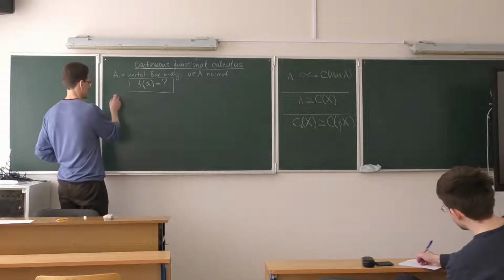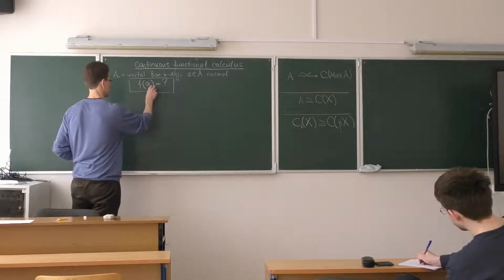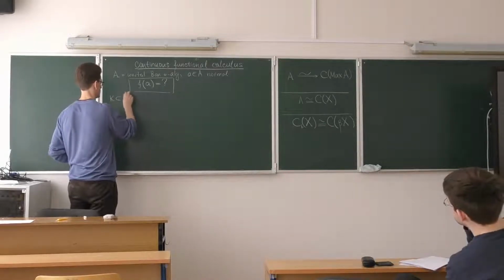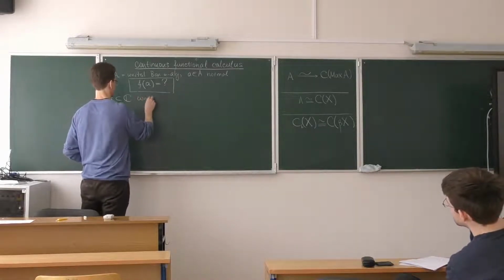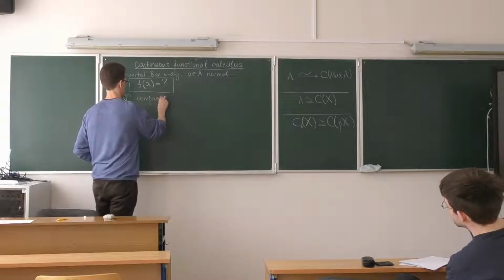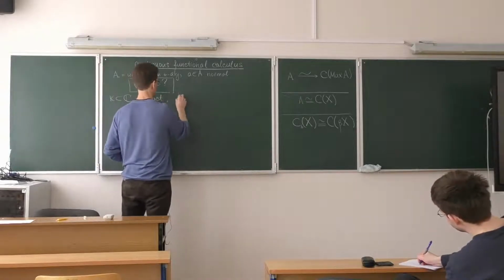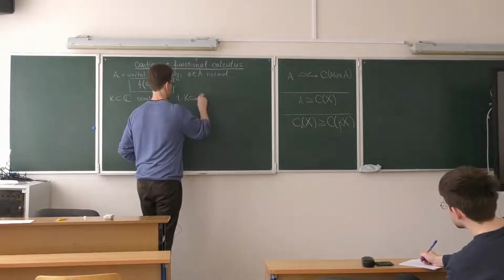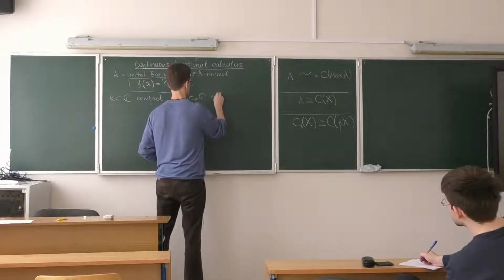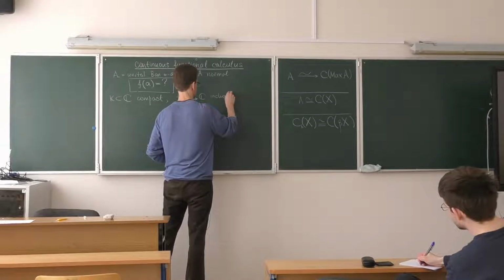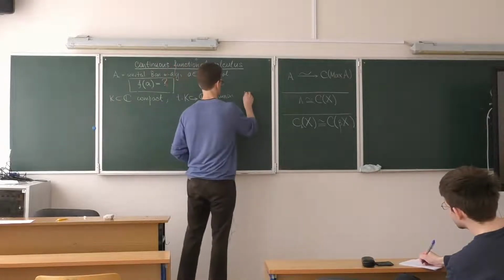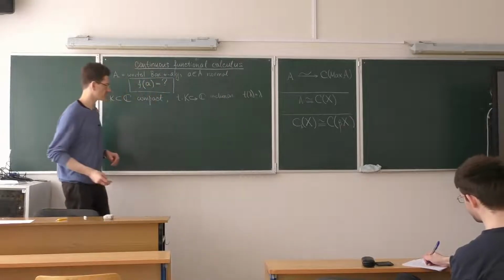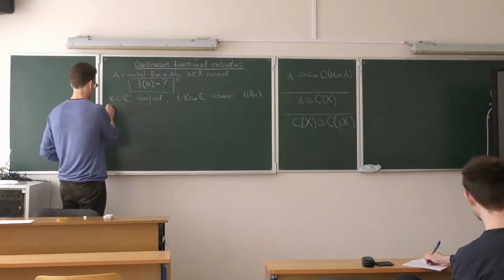So let's now give some definitions. Suppose that K is a compact subset of the complex plane, and let little t denote the inclusion map of K into the complex plane. So t of lambda is lambda for any lambda. And we give the following definition.